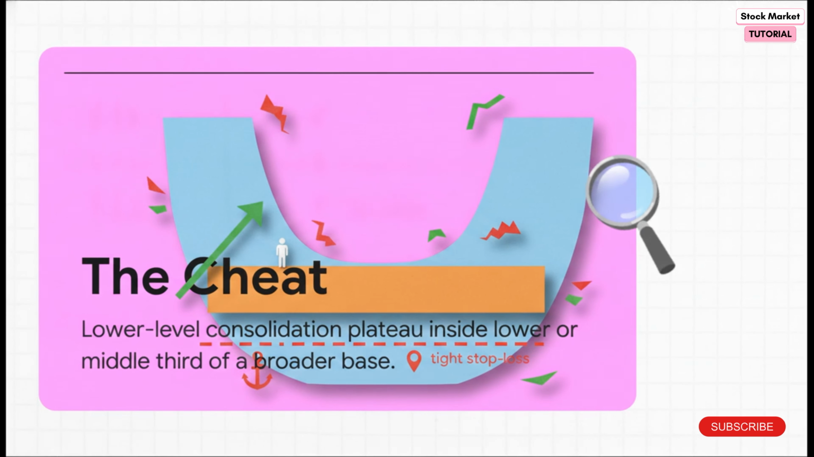But sometimes waiting for that entire macro base to form can be tough in choppy markets. Enter the cheat, or the cup completion cheat. This is a brilliant tactical alternative where a lower-level consolidation plateau forms inside the lower or middle third of a larger base. It lets traders enter early, secure a lower cost basis, and anchor an incredibly tight 3 to 5% stop loss directly below that plateau.